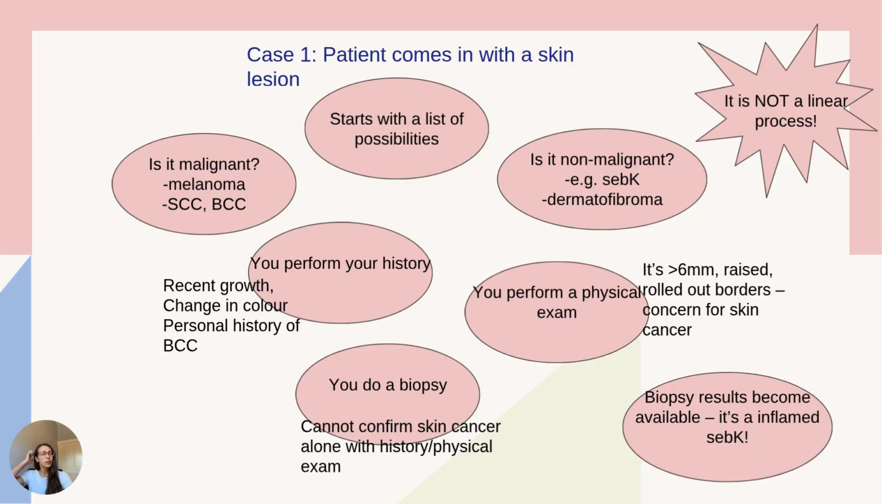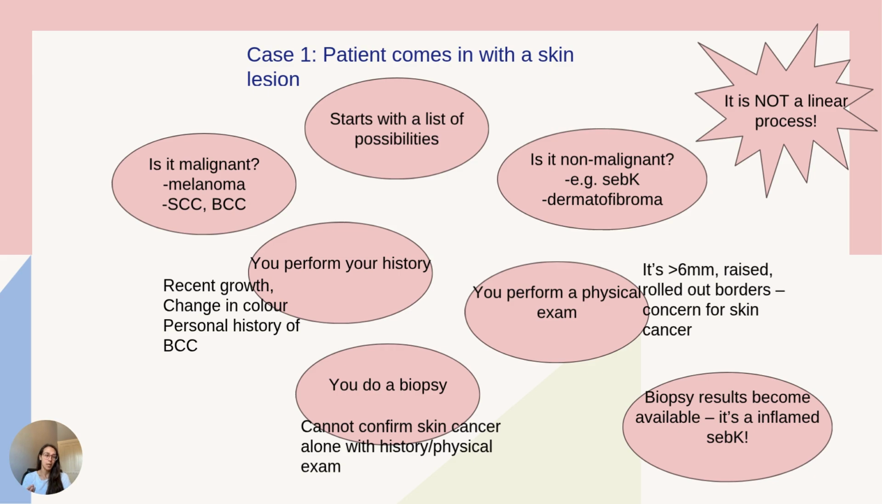So, case one, let's say a person's coming in to see me with a skin lesion. So, I always start with a list of possibilities or a list of hypotheses, right? Could it be a malignant skin lesion like a melanoma or squamous cell or basal cell carcinoma? Or is it non malignant like a seborrheic keratosis, dermatofibroma, and a long list of other non malignant skin lesions? So, this is my initial hypothesis.